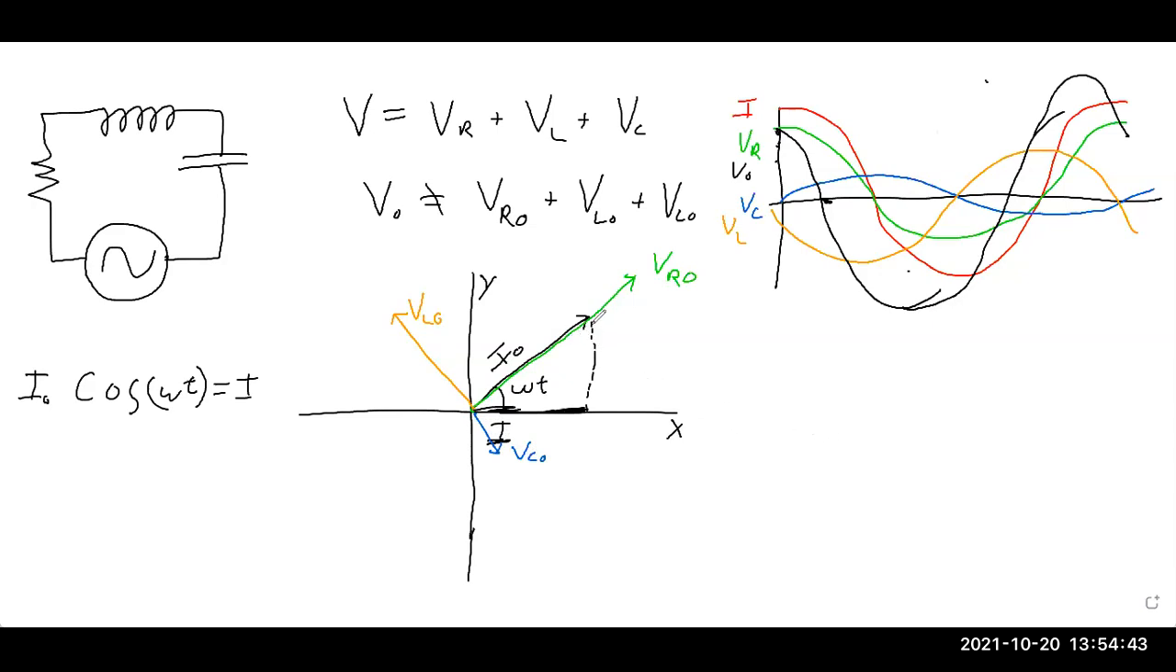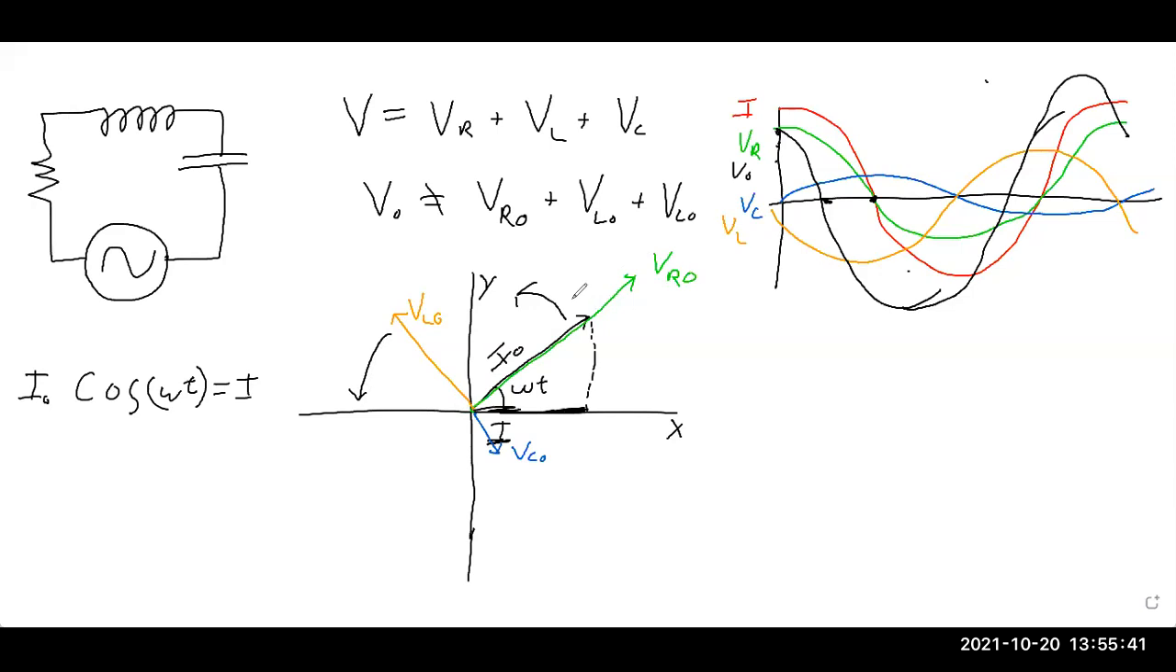If we imagine our current rotating around, by the time the current is pointing up along the y-axis, that's when we get the maximum voltage across the capacitor. So when our current has reached 0 in this picture, that's when we get the maximum across the capacitor. At that same point, if we look to our inductor, that's when we get our biggest negative. So if we rotate all of these vectors together, then we get our negative peak for voltage across the inductor.